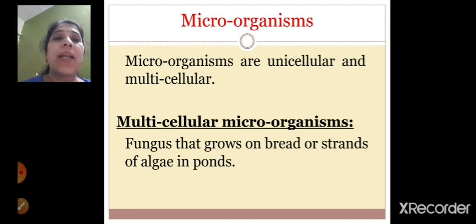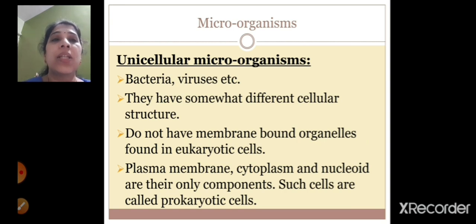So multicellular microorganisms are which ones? The fungus that grows on the bread, or the strands of algae in the ponds, right? I had just now told you that you can keep the moistened bread in a box, and after 3 to 4 days you observe it, you will see the fungus growing on it. Strands of algae means in ponds wherever the water gets collected. Strand means a piece, right? So these algae and fungus are multicellular organisms. Then there are also unicellular microorganisms. Bacteria and viruses are unicellular microorganisms.